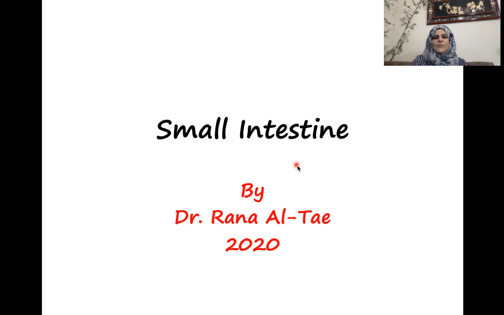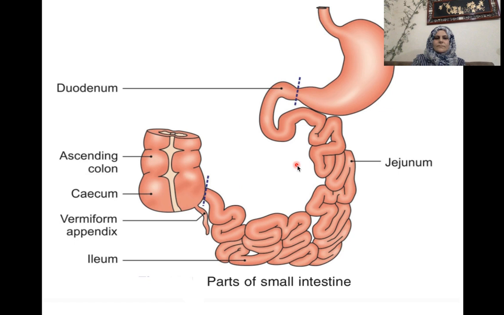Previously we talked about the abdominal esophagus and the stomach. Today we will talk about the small intestine. The small intestine consists of three parts: the duodenum, jejunum, and the ileum. The duodenum is the upper part of it. It is 25 centimeters in length. Then I have the jejunum, which represents 2/5 of its length. Then the distal ileum, which represents 3/5 of its length.